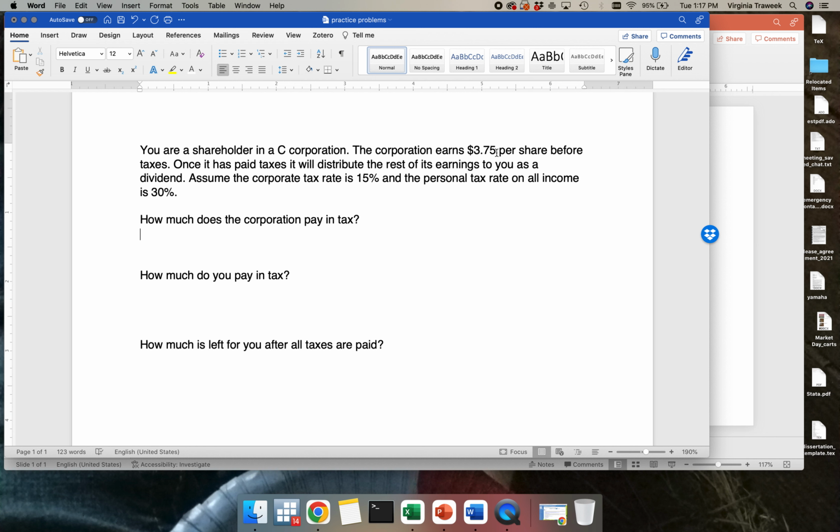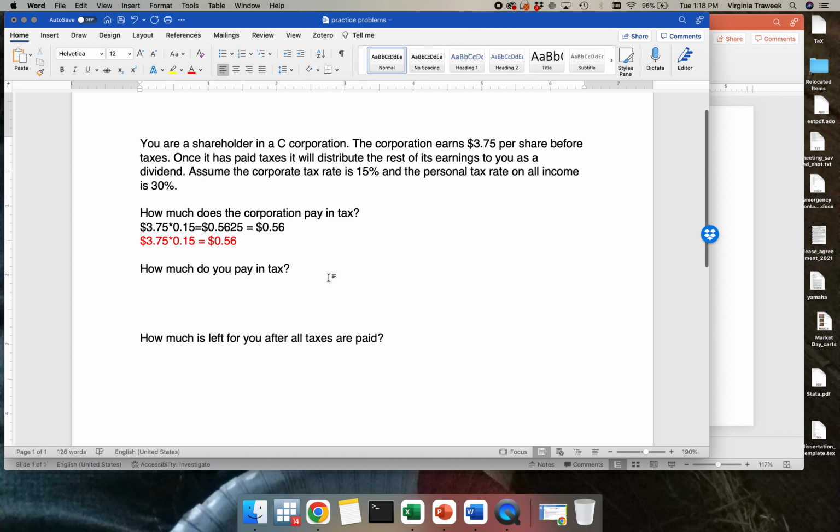Okay, so the corporation gets $3.75 per share, and the setup to the problem says that the corporate tax rate is 15%. So that means that the corporation is going to pay $3.75 times 15%, so 0.15, because it is 15 over 100. So what does that equal? 3.75 times 0.15. I'm doing this on a calculator. That is 0.5625, but you can round to 0.56. And because I had done this a little earlier, I will show you right there.